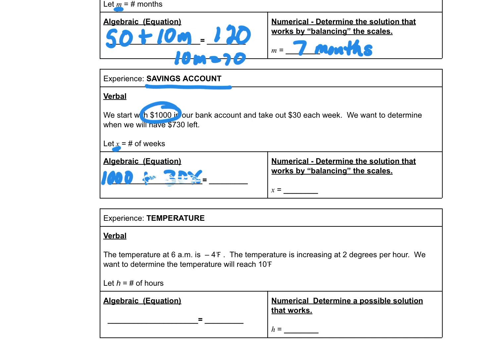I'm having trouble erasing that. Oh yeah, that was not helpful. All right, so let me just cross that off. It's 1,000, take out 30, minus 30x equals 750. And we'll subtract 1,000 from each side. 750 minus 1,000, divided by negative 30, is 9. 9 weeks.